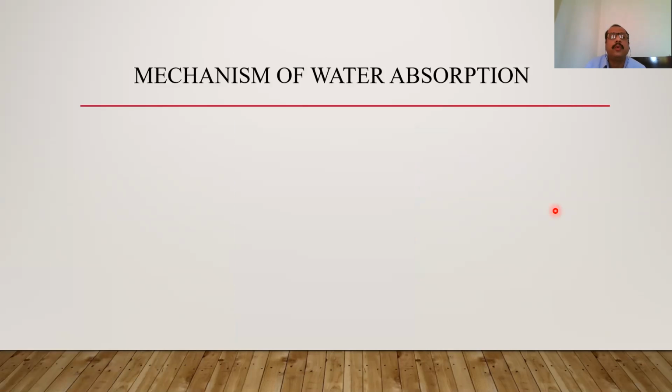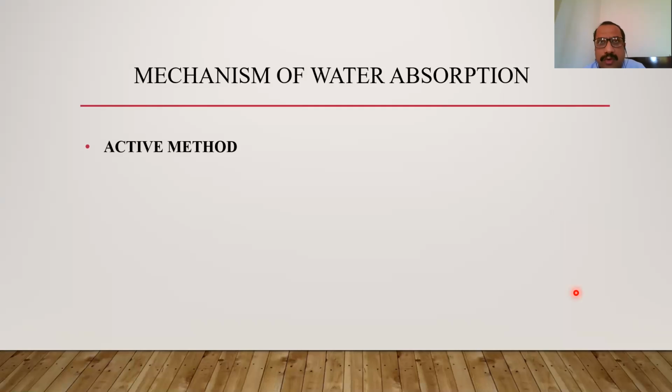Now come to the mechanism of water absorption. What is the actual process? What is the physiology of this method of water absorption? How is water absorbed inside the plant body, and what are the different forces that are responsible for carrying out this process in the plant body? When we study any process or any physiological method, it is of two types: active method and passive method.